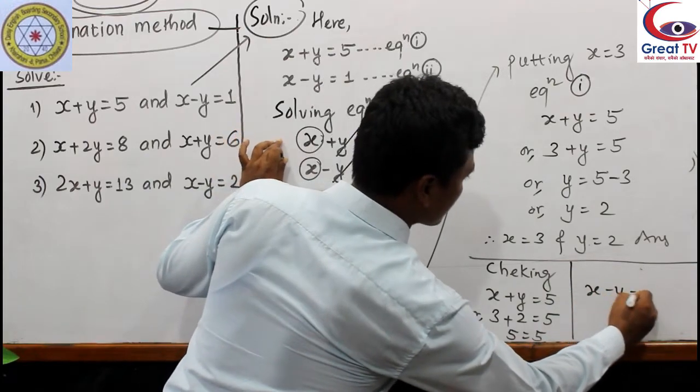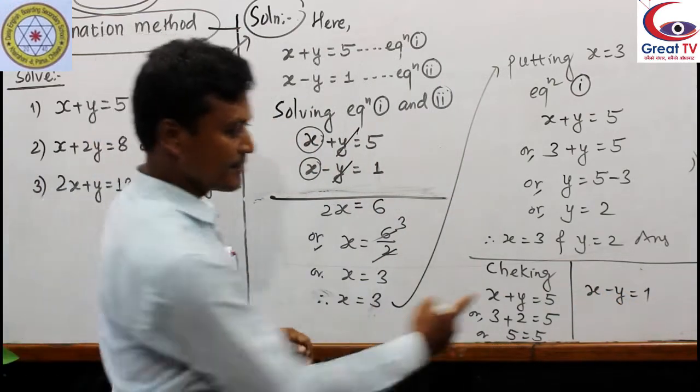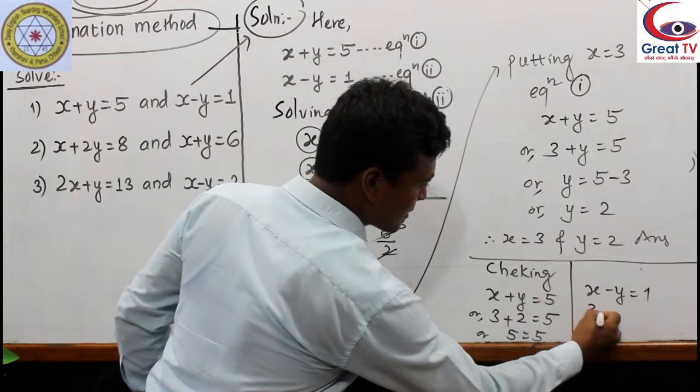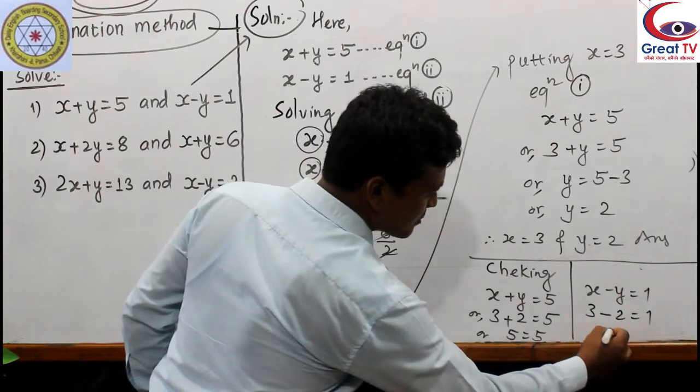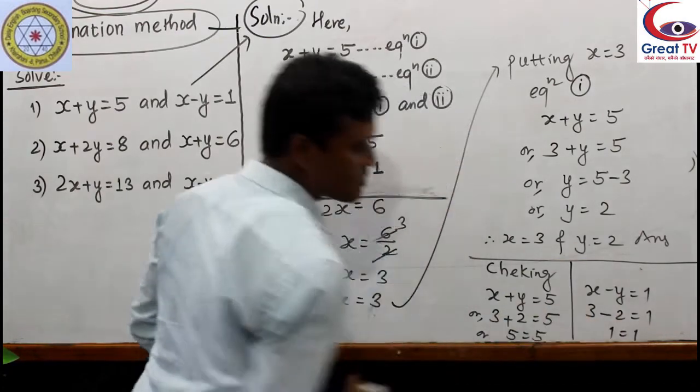x minus y is equals to 1. Put the value of x. How much? 3 over here, minus y value 2, is equals to 1. 3 minus 2 is equals to 1. 1 is equals to 1.